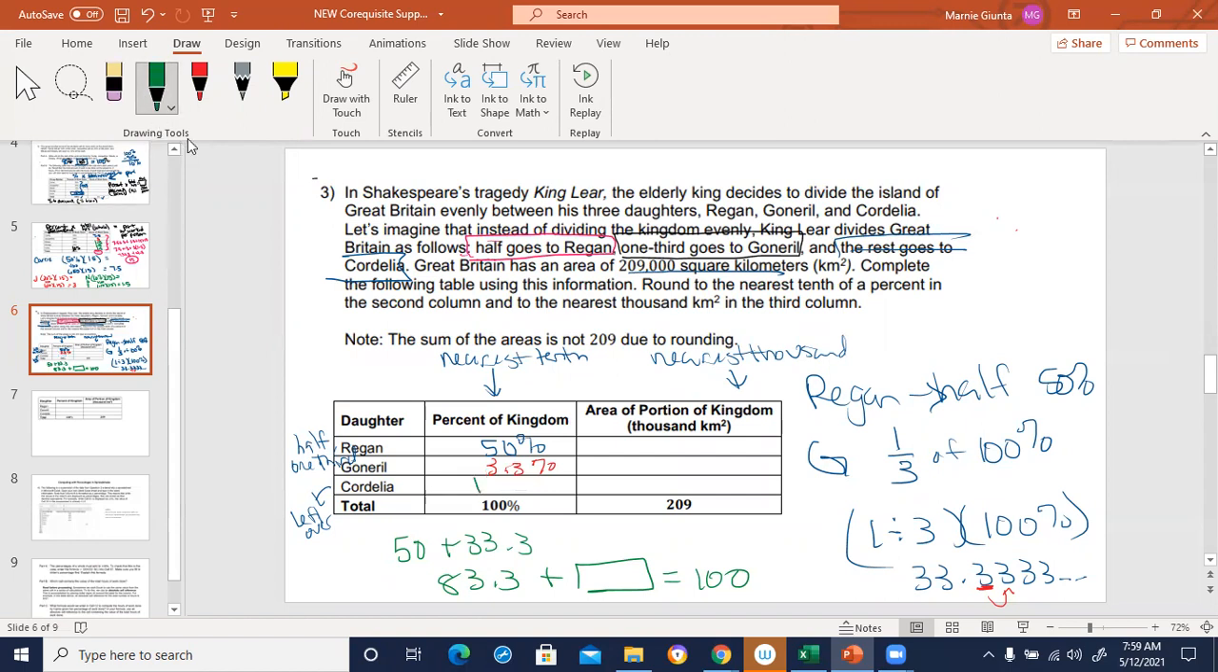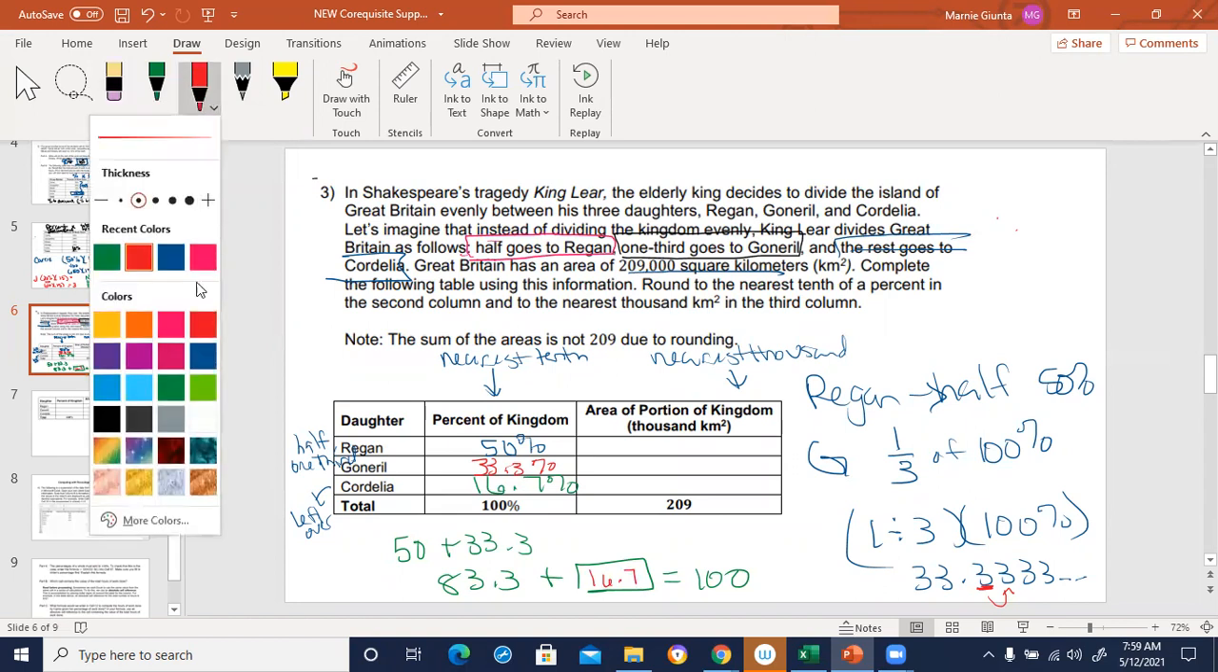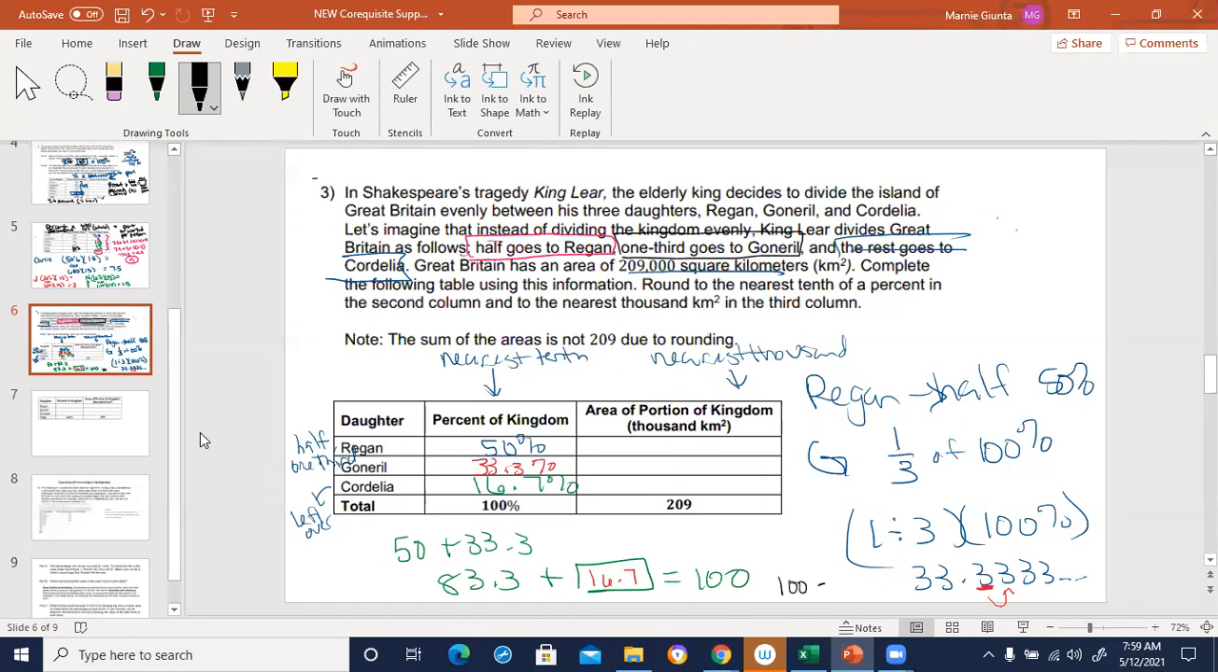I'll put in 16.7%. So it's a little messy in here. I'm sorry. You have 50%, 1/3 is 33.3%, and the rest goes to Cordelia, which is 16.7%. So 16.7. How did we get that? All I did was take 100 minus 83.3, and that's how I got my 16.7%. Okay.